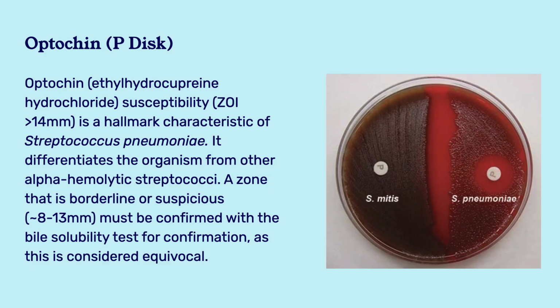Optochin, also known as P-disc or ethylhydrocupreine hydrochloride, is an important test for the differentiation of alpha streptococci from pneumococci. A pure isolate of an alpha strep is struck out on a blood agar plate, and the P-disc is embedded onto the blood agar plate. After incubation, the zone of inhibition is measured. A zone that is greater than 14 millimeters is considered positive and indicates that the organism is a pneumococci. If the zone is between 8 and 13 millimeters, this should be confirmed by bile solubility, as this result is considered equivocal.